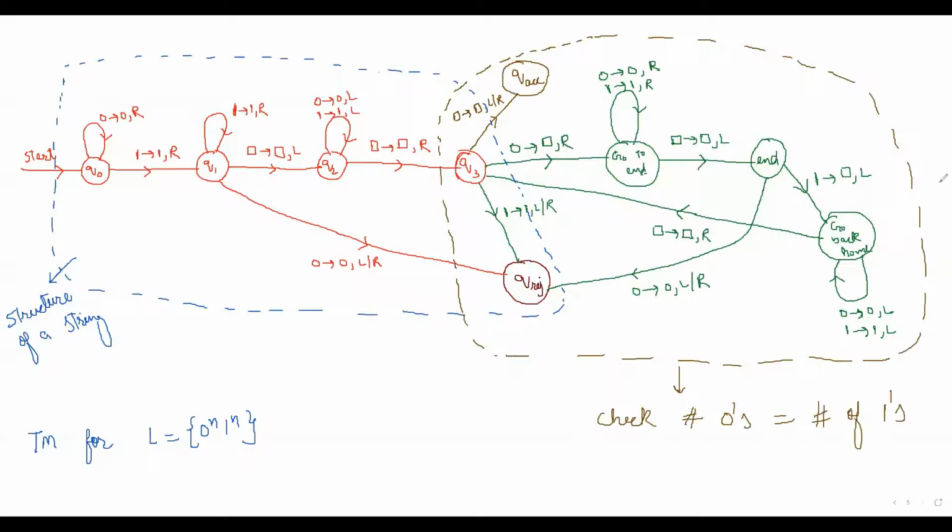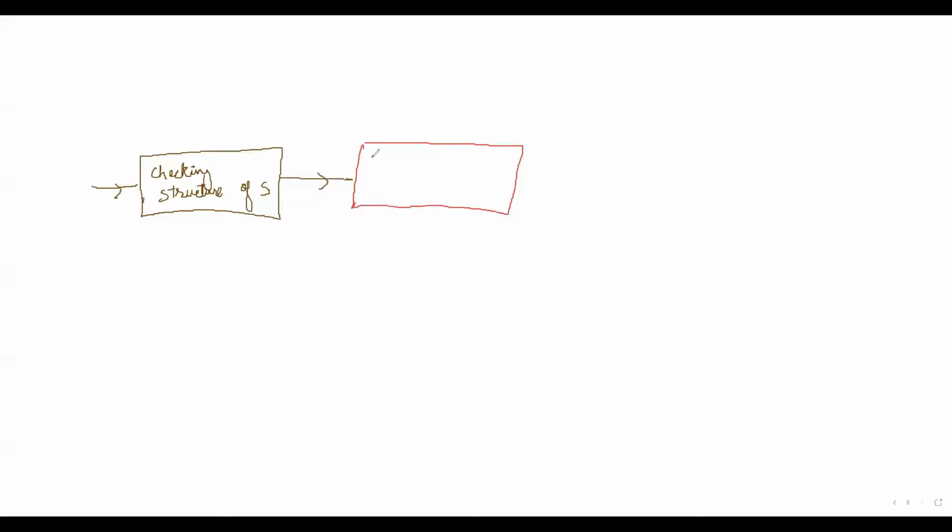Okay, so we can say that this Turing machine has two parts. The first part of the Turing machine is for checking the structure of the string. This part is combined with another part, and the main functionality of that part is to check that the number of zeros is equal to the number of ones. So this is our complete Turing machine.